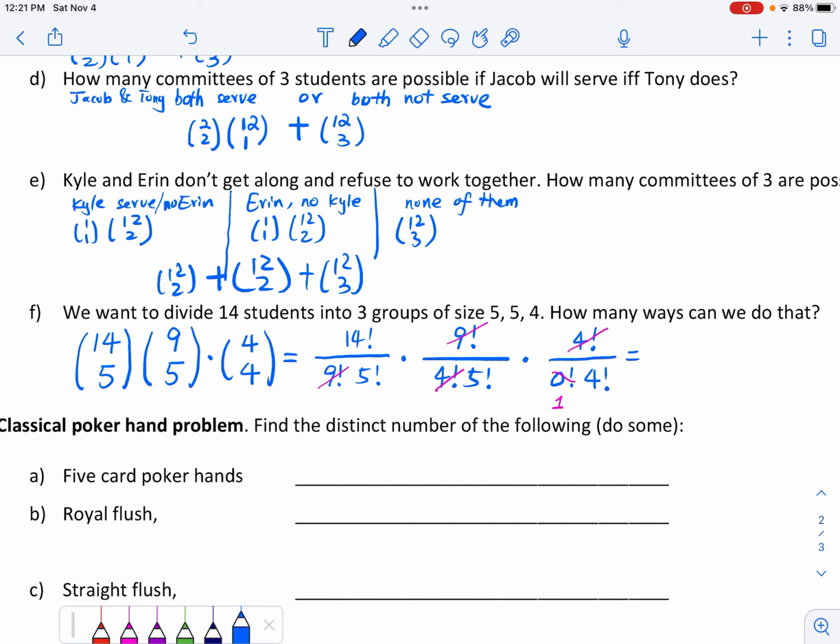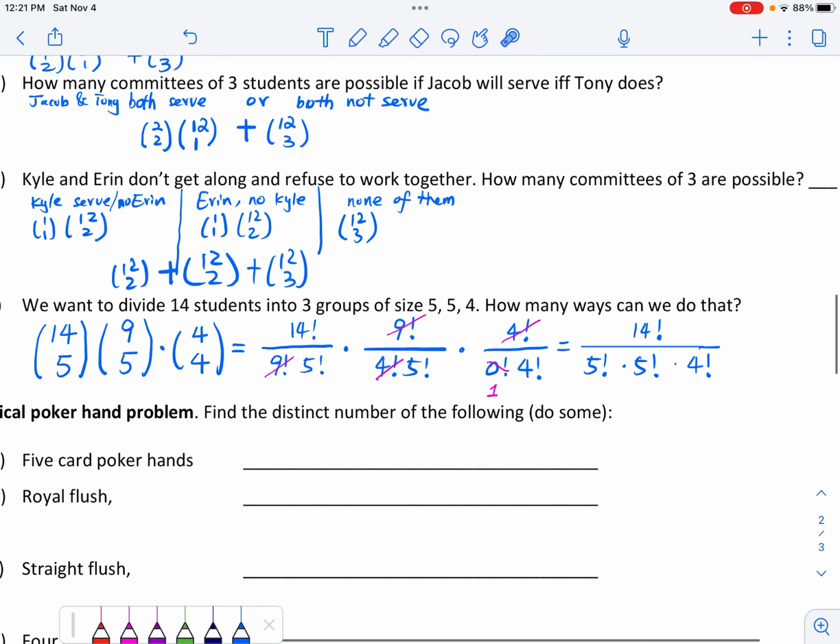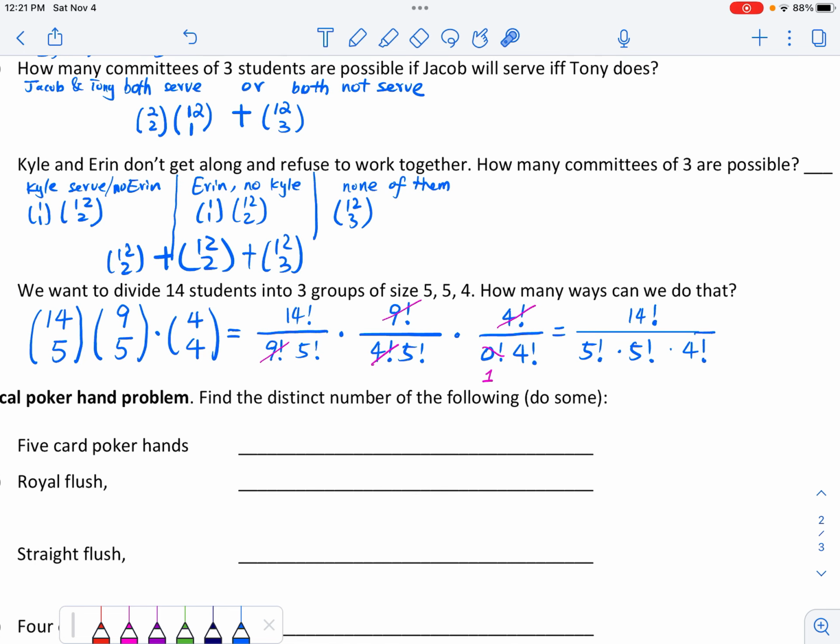Now let's write this out. So you have 14 factorial on top, 5 factorial on the bottom, times 5 factorial on the bottom, times 4 factorial on the bottom. Now the reason I want to write this form, I hope that you can do a little observation. Can you see the pattern? Where's this 5 factorial from? It's from here. Where is the next 5 factorial from? It's from here. And the last 4 factorial is actually from here, okay? So this is actually one of the formulas that we will be introducing at the end of this section.